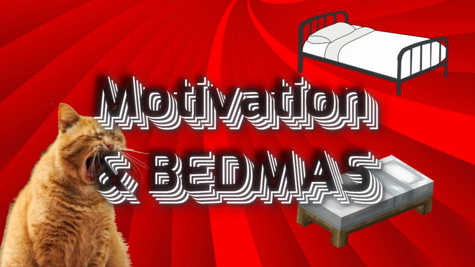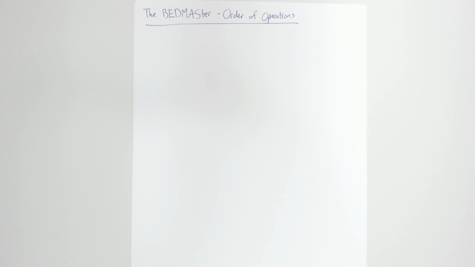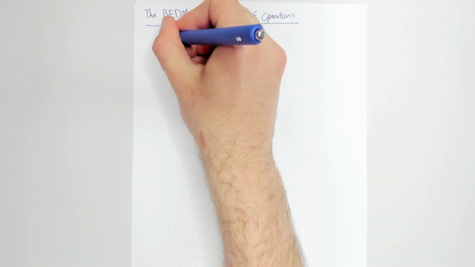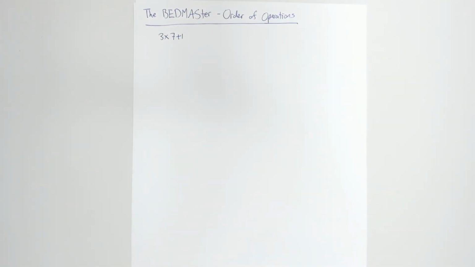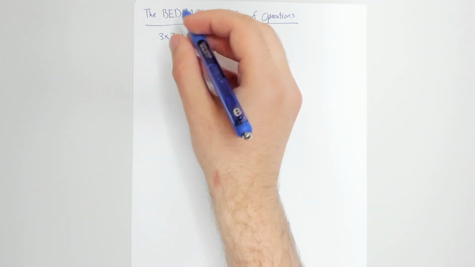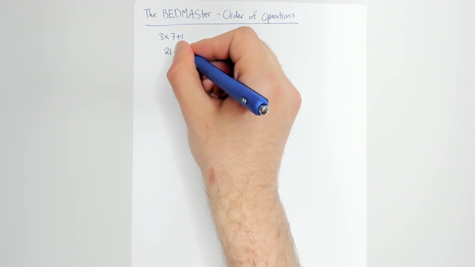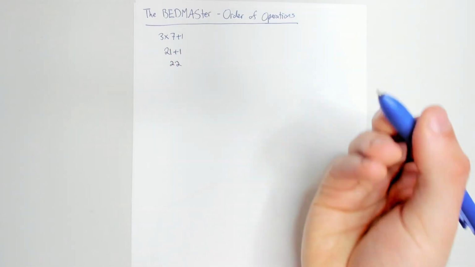Motivation and BEDMAS. So to motivate what order of operations is and what it's for, let's consider an example. 3 times 7 plus 1. So let's say I start with the multiplication. 3 times 7 is 21, and then I add 1 to it, and I get 22. Great, nothing special.